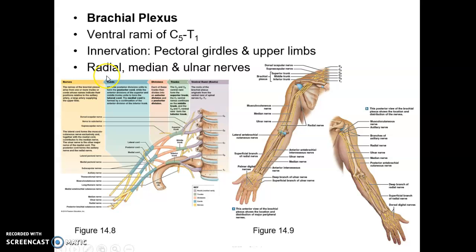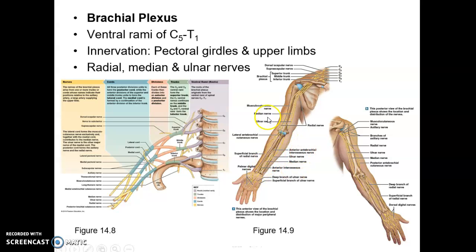Not too bad. The radial nerve, what bone do you think it's close to? Radial bone. Radius, I mean. Ulnar nerve, ulnar bone. Okay? There you go. And then the median nerve, well, it goes between the two. You see right here, median nerve.